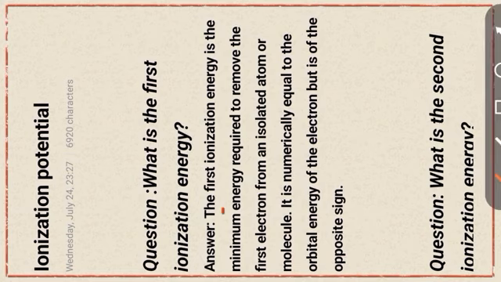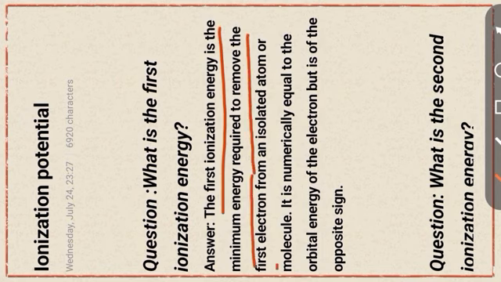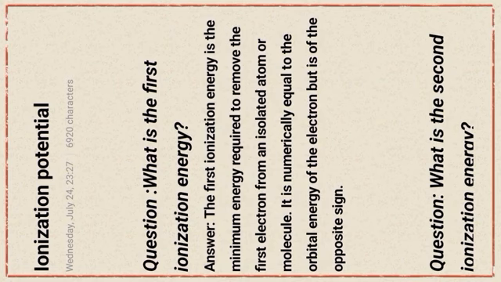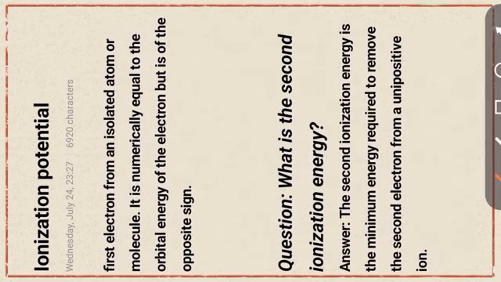The first ionization energy is the minimum energy required to remove the first electron from an isolated atom or molecule. It is numerically equal to the orbital energy of the electron, but with the opposite sign, positive or negative.